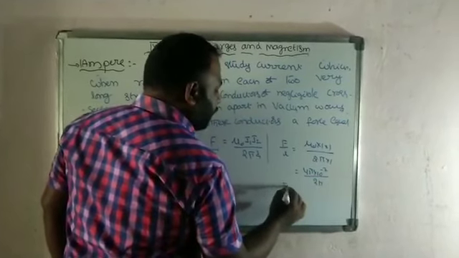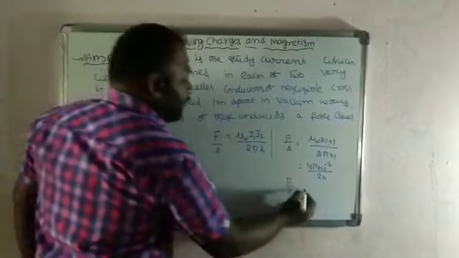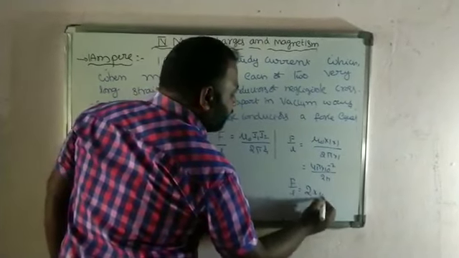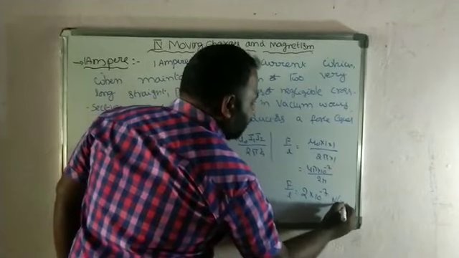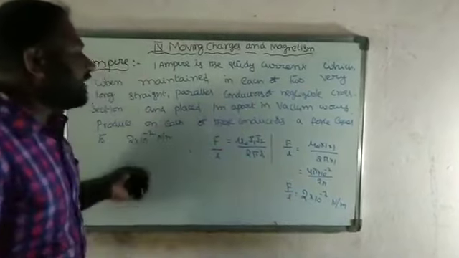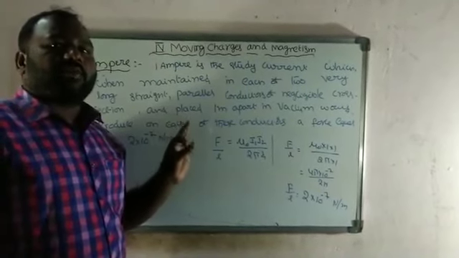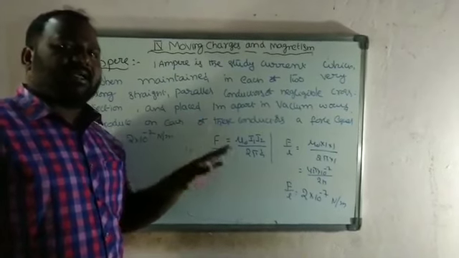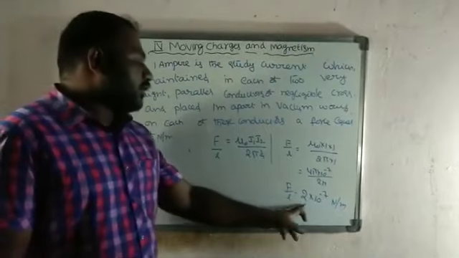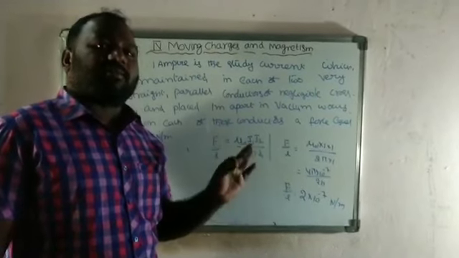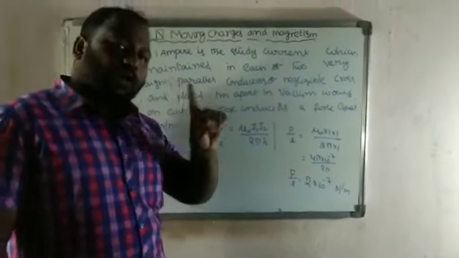By cancelling, what is the force per unit length? When the current flowing through each conductor is 1 ampere, the force acting on each conductor is 2 into 10 power minus 7 Newton per meter. So this is the definition of 1 ampere. When the force between two parallel conductors is 2 into 10 power minus 7 Newton per meter, the current flowing through each conductor can be called 1 ampere.